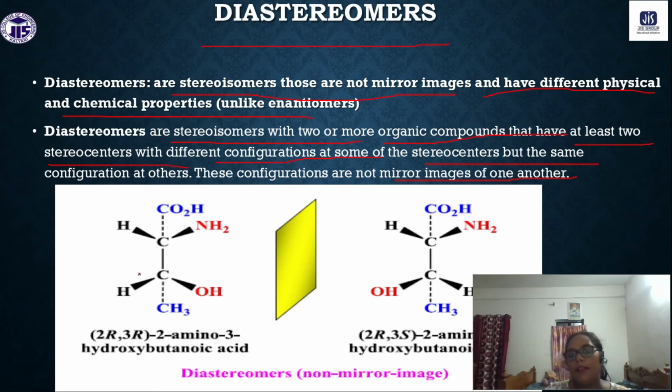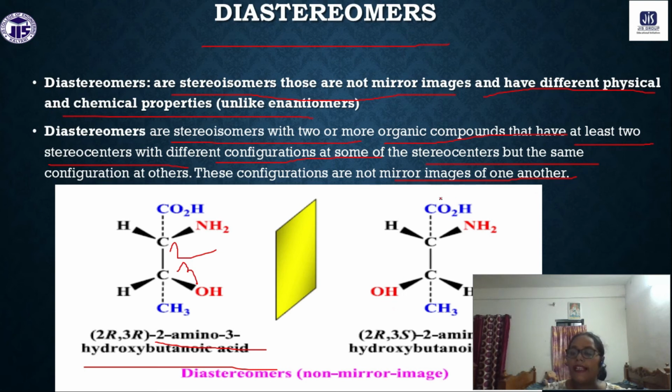Now these are examples of diastereomers. Like we have 2-amino-3-hydroxybutanoic acid. You can see 2-amino and 3-hydroxy. If this carbon is 2, then this is 2-amino, and this is 3, that means 2 and 3. So 3-hydroxybutanoic acid, 1, 2, 3, 4, we have 4 carbon atoms, that is why it is called butanoic acid. Now if we place a mirror, this will be the mirror image of the diastereomers.